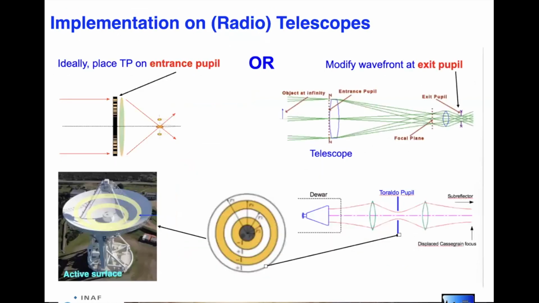So how do you implement the Toraldo pupils on a telescope? Well, there are basically two methods. The first one basically follows what I said in the previous slide.